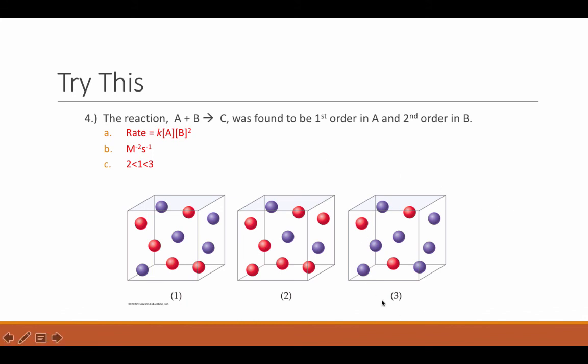And here we see that the third box represents the fastest reaction, since we already saw that the blue spheres representing B have the greatest effect on the rate of the reaction, because the reactant is second order with respect to B. In other words, if we double the amount of B, we will quadruple the rate. So the more B, the greater the effect on the rate.